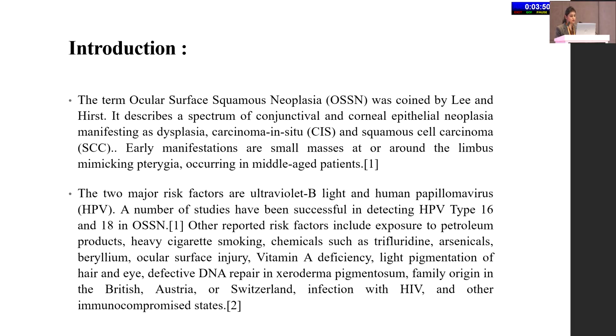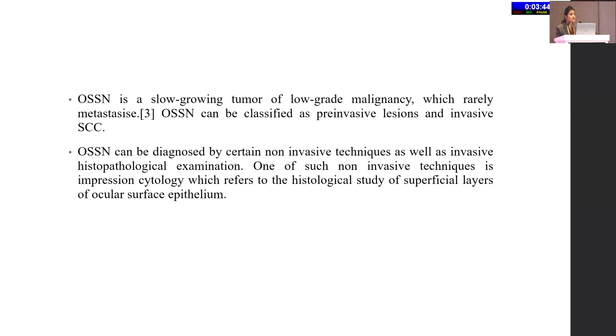Familial origin is also seen, as is infection with HIV and other immunocompromised states. OSSN is a slow-growing tumor of low-grade malignancy, which rarely metastasizes. Ocular surface squamous neoplasia can be classified as pre-invasive and invasive squamous cell carcinoma. It can be diagnosed by certain non-invasive techniques as well as invasive histopathological examination.